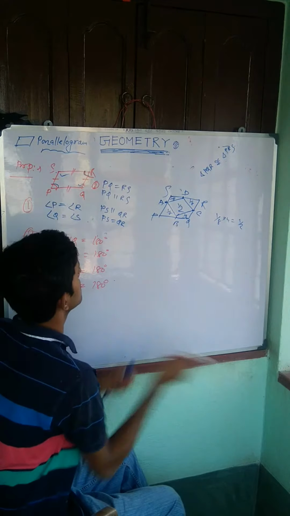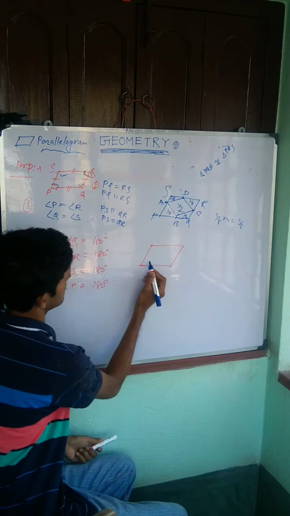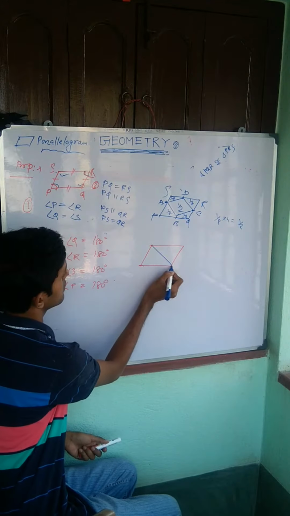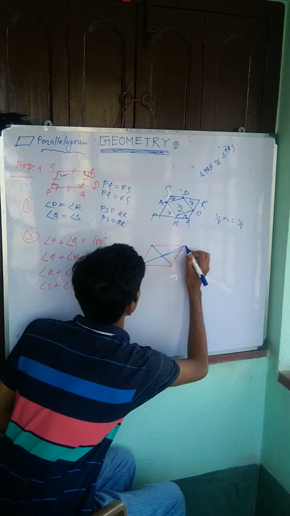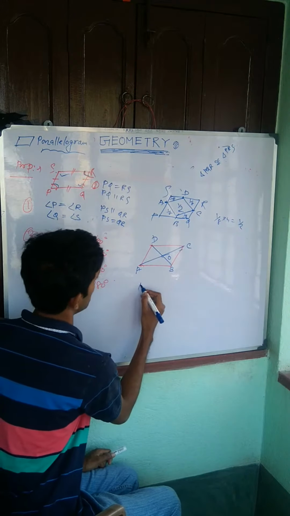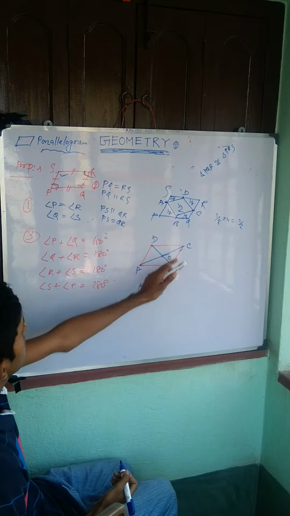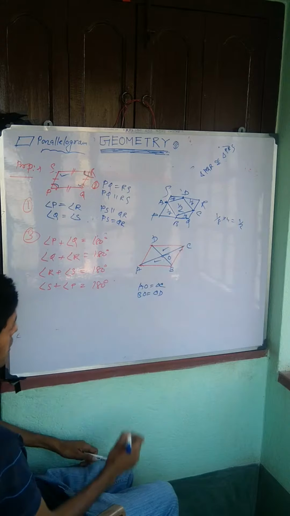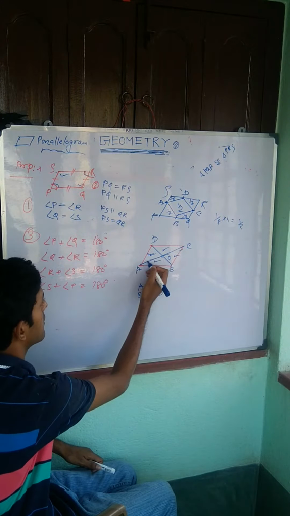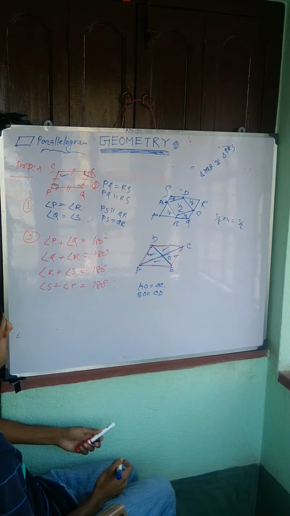Now I will draw one more parallelogram. Just draw the diagrams. Oh, sorry. Okay. The diagonals bisect each other: AO equals OC, BO equals OD. They bisect each other, and this is congruent to this, and this is congruent to this. I've told you. This is a triangle. This triangle is congruent to this, and this is congruent to this. Is it understood, guys?